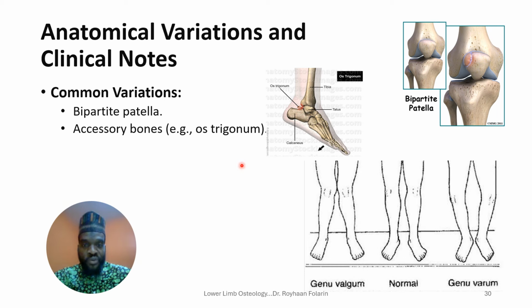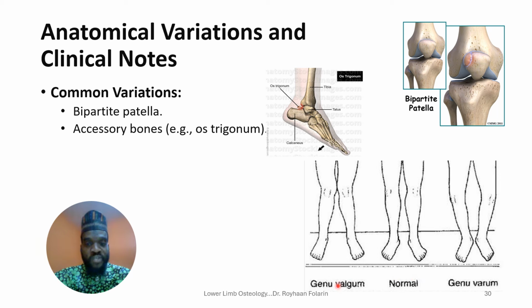Furthermore, we have genu of different status. Genu refers to the knee. The normal knee would look like what we have here. But when there is a deviation, it can be genu valgum or genu varum.